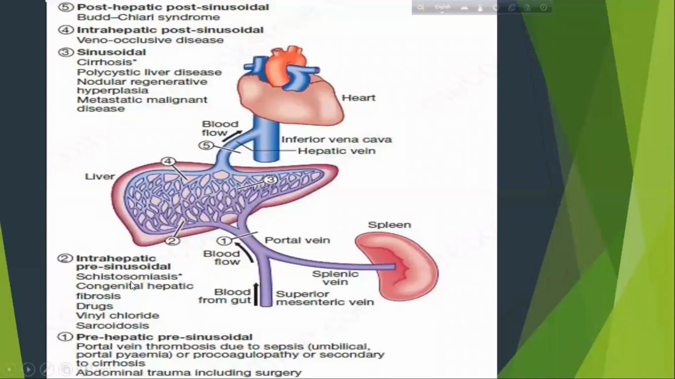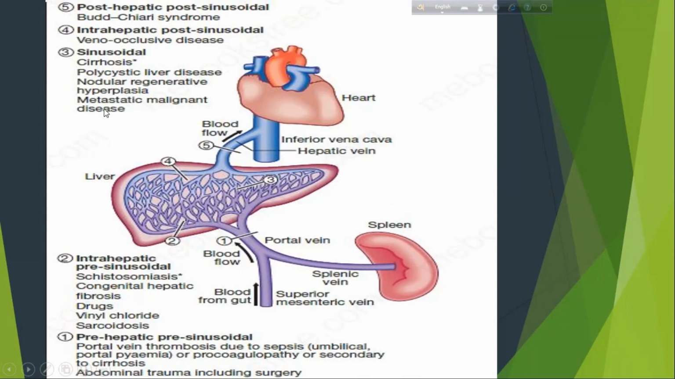Causes are, most common cause is schistosomiasis. Then congenital hepatic fibrosis, drugs, vinyl chloride, and sarcoidosis. Number three, sinusoidal. This is the area, sinusoidal area. Most common cause is cirrhosis. Then polycystic liver disease, nodular regenerative hyperplasia, metastatic malignant disease.